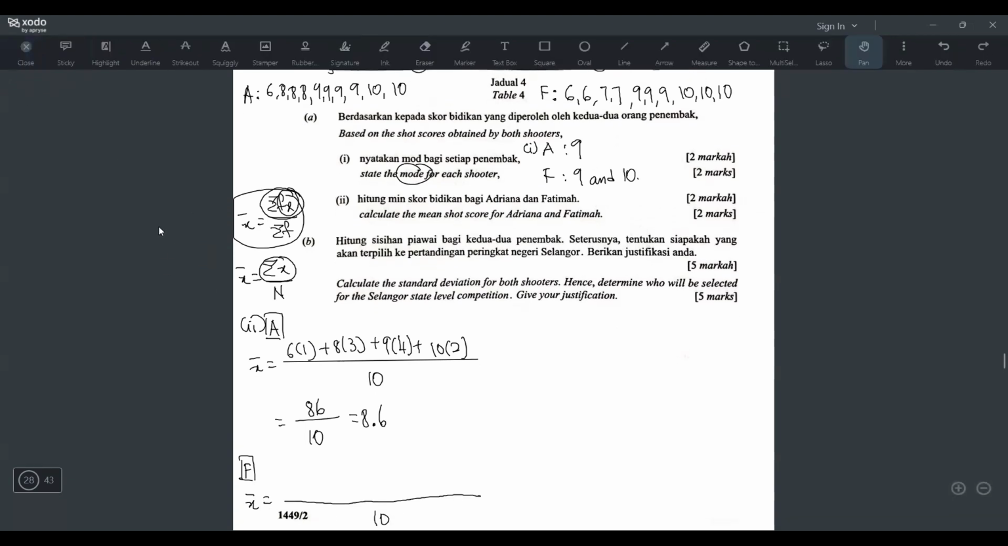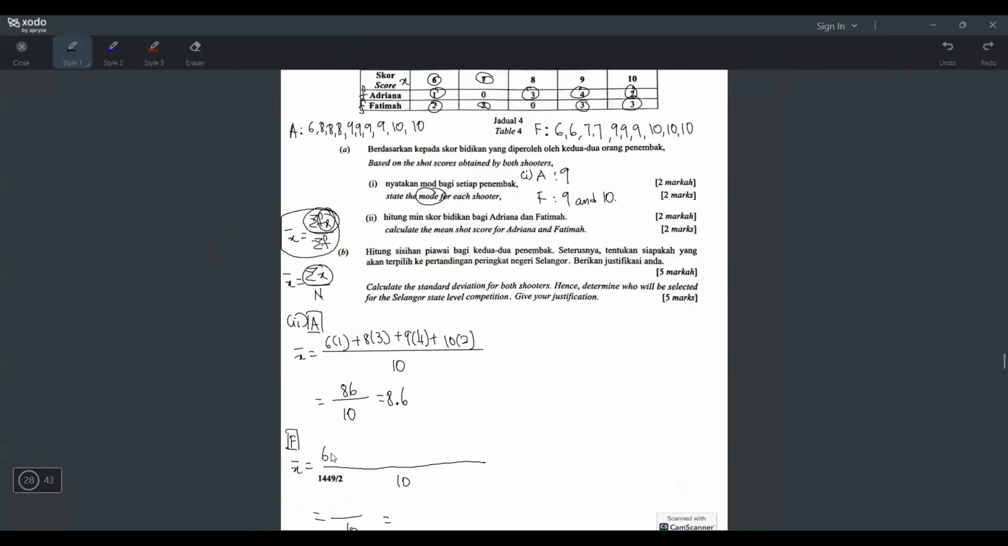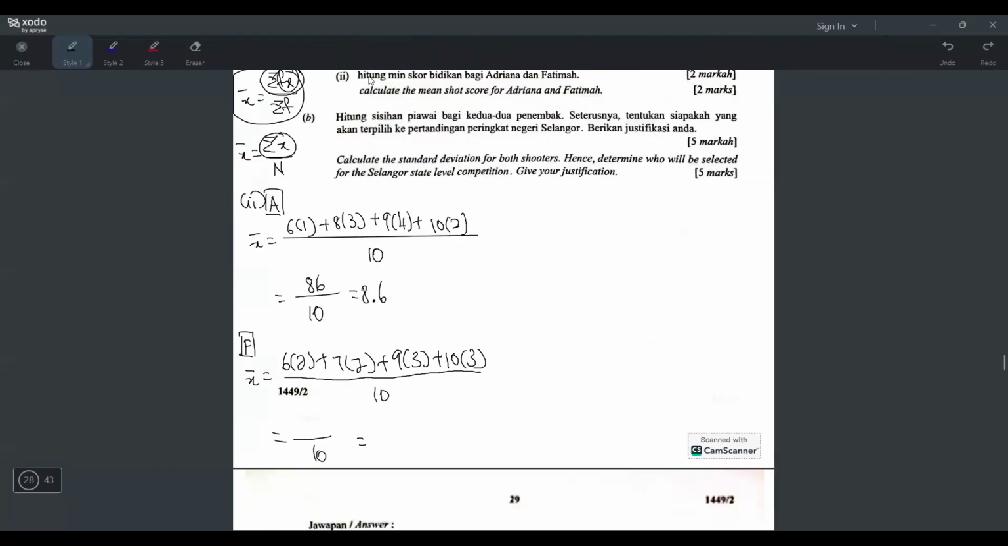So I'll write here. Okay, let me make this smaller so I can see. Alright, so 6 times 2 plus 7 times 2. Or you can write 7 plus 7, it is the same. 8 times 0, no need. And then 9 times 3 is 9 plus 9 plus 9, 9 times 3. And then 10 plus 10 plus 10, which is 10 times 3. Okay, now I can enlarge it back. And now we can press the calculator and see what we get.